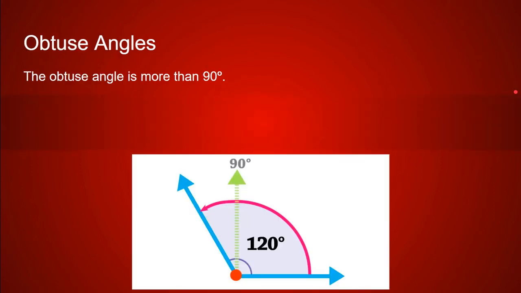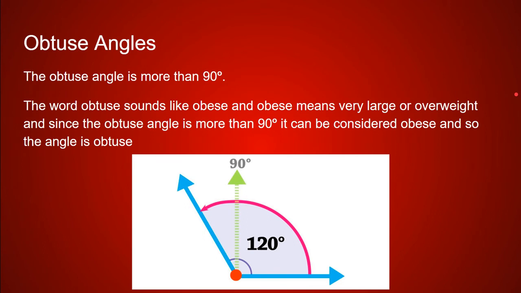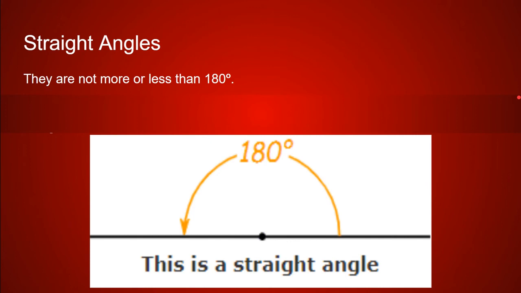Next, obtuse angles. These are angles that are more than 90. Do you know how to remember them? It's actually pretty funny. The word obtuse sounds more like obese. And obese, you know what obese means. Very large or overweight. And since the obtuse angle is more than 90, it can be considered obese. And so the angle is obtuse. Great trick to remember. Thank you, Adi. You're welcome.